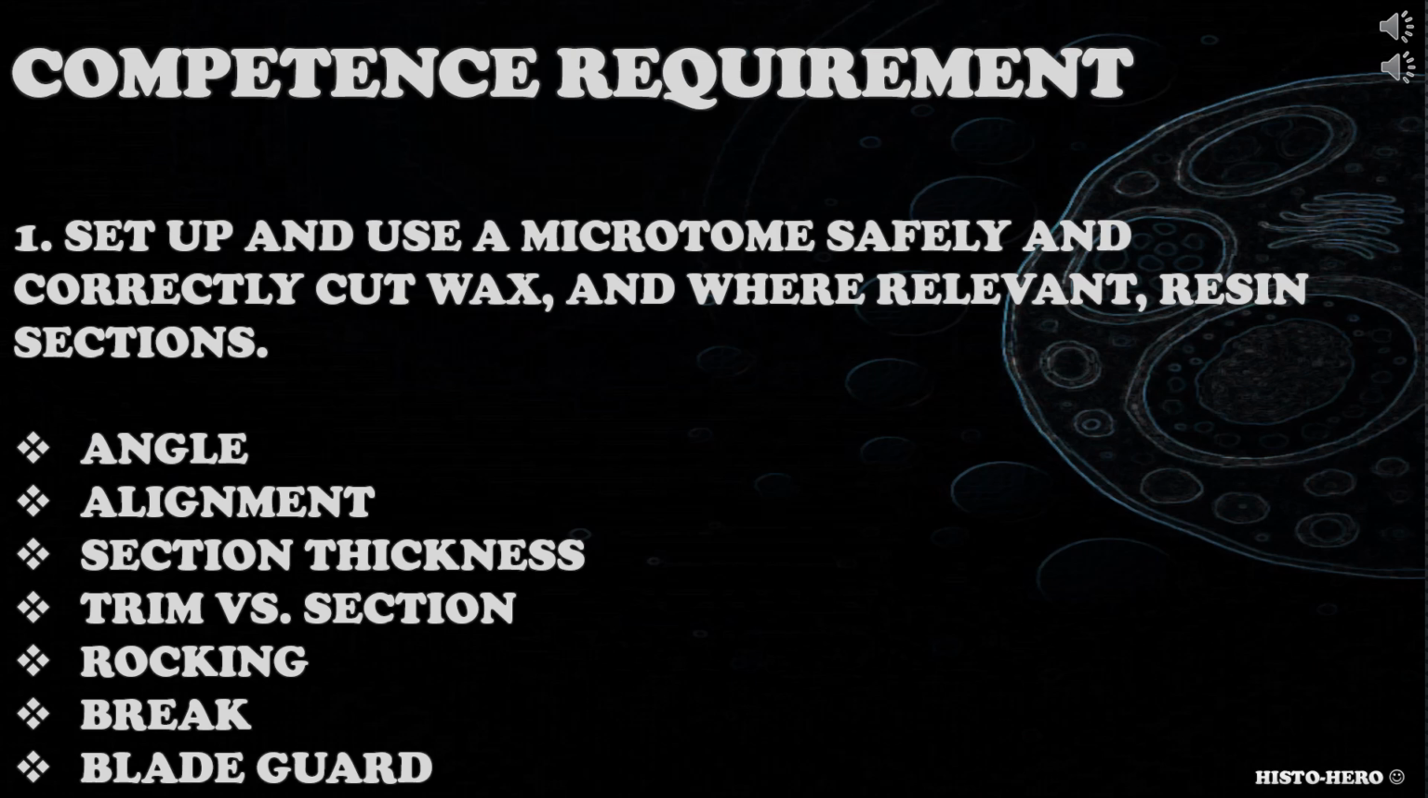The first competence requirement is for you to be able to set up and use microtomes safely and correctly cut wax, and where relevant, resin sections. What steps would you take to set up microtomes safely? What features of the microtome ensure its safe usage? How do you know the microtome is set up correctly? Consider the angle, alignment, section thickness, trim versus sectioning, rocking, break and blade guard, and so on.